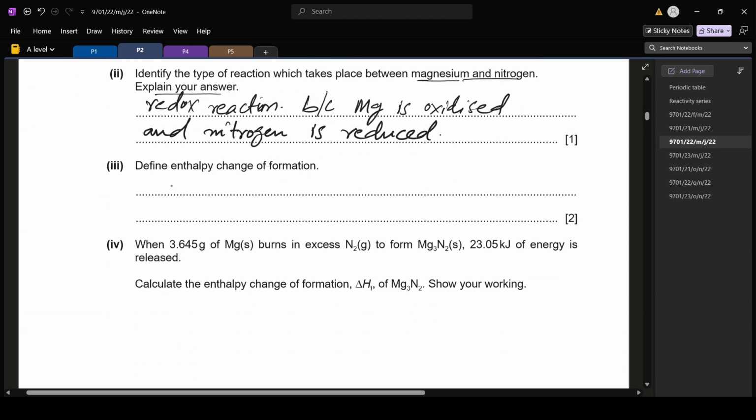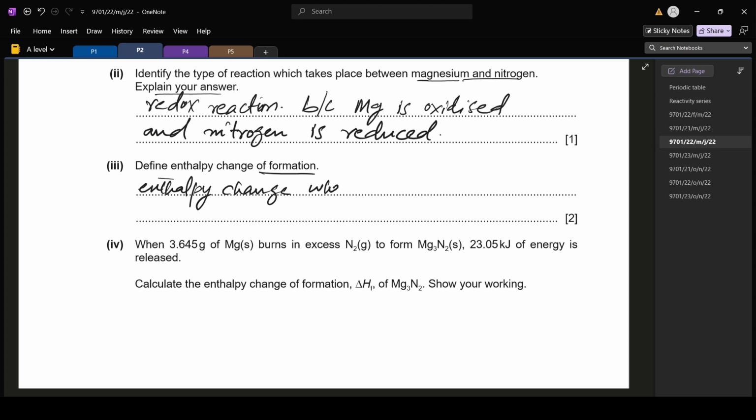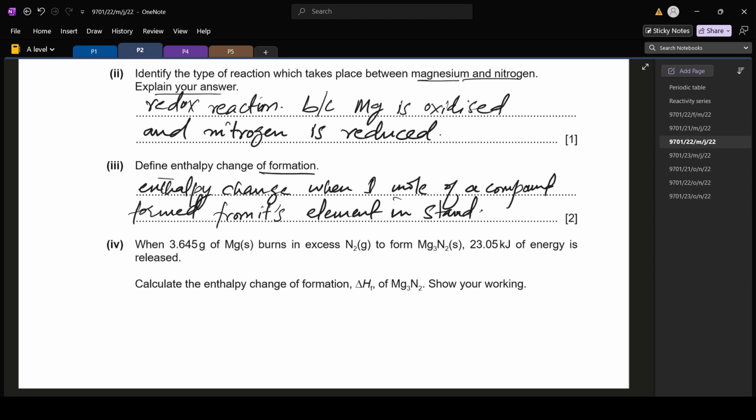Okay, part 3. Define enthalpy change of formation. So it is the enthalpy change when 1 mole of a compound is formed from its elements in standard states. Okay, this is the enthalpy change of formation.